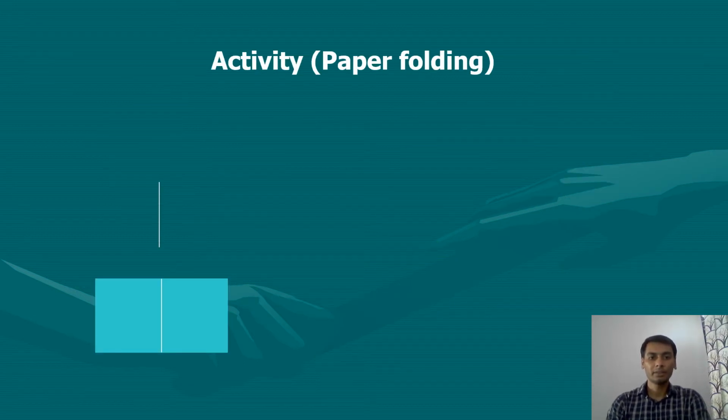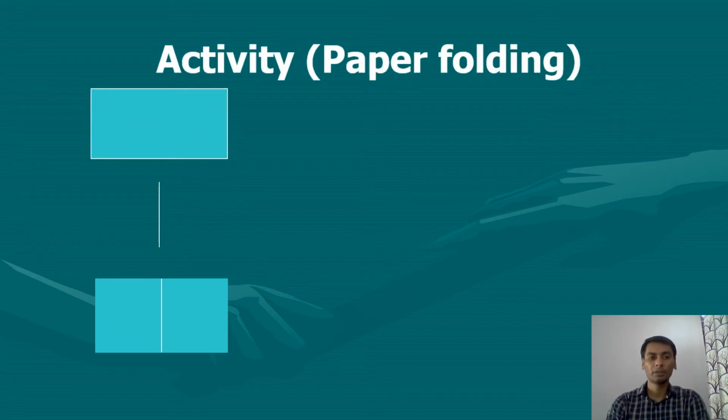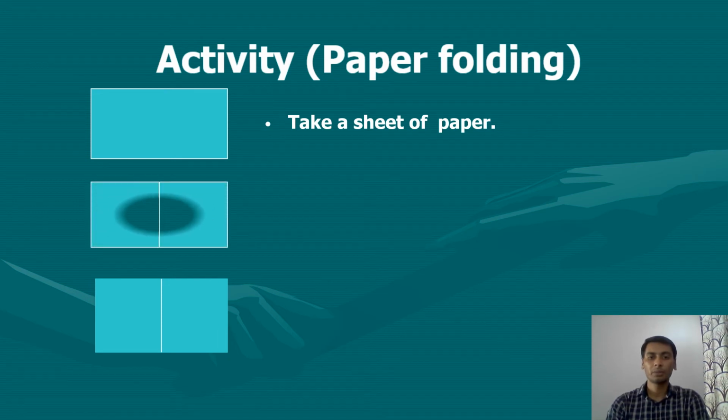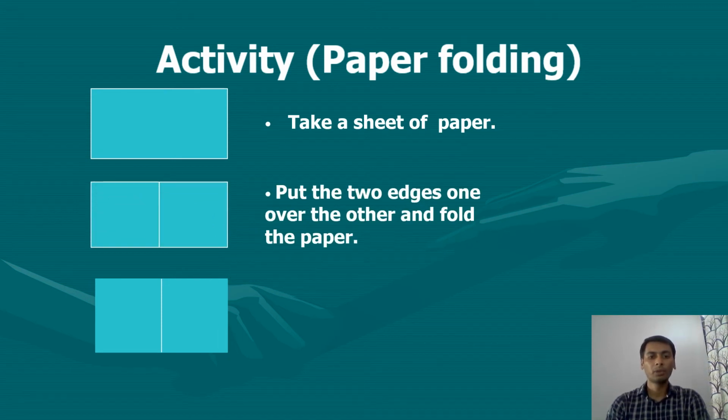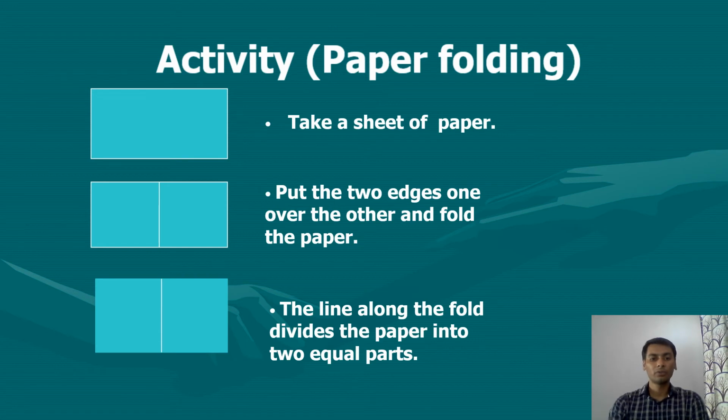Now there is an activity: how to divide a paper into two halves. First you have to take a sheet of paper and put the two ends one over the other and fold the paper. You have to fold the paper into two equal parts according to the ends, and the line along the fold divides the paper into two equal parts.